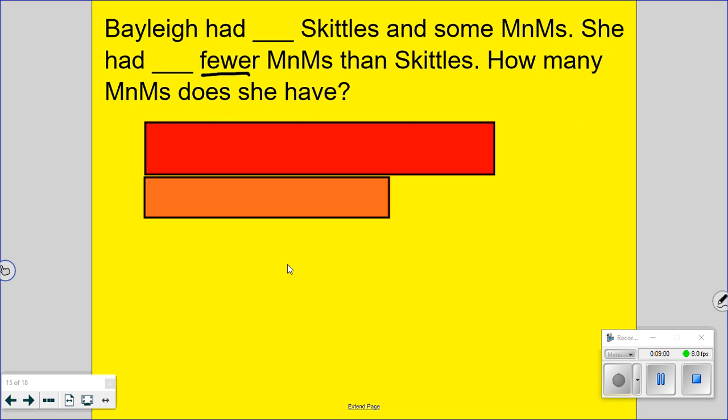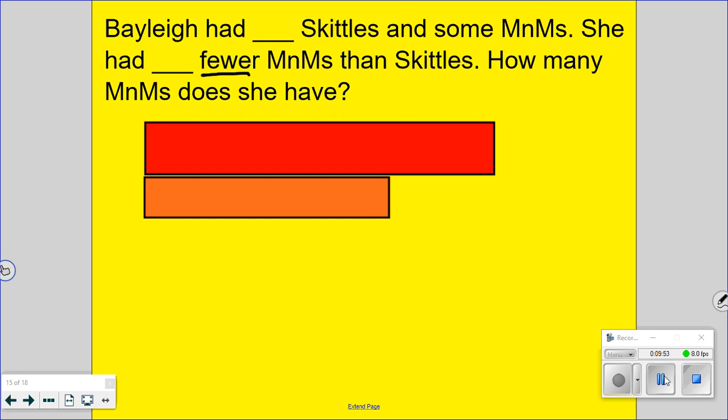Samaya, how do you know the Skittle bar is the red bar? So how do we know that the Skittle bar was the red one? If she said fewer M&Ms, she would have more Skittles. Show me with your hands the line of equality. Where are there exactly the same number of M&Ms as Skittles?